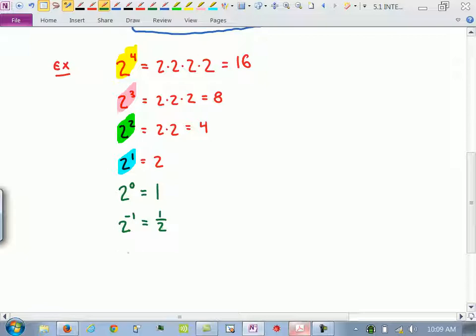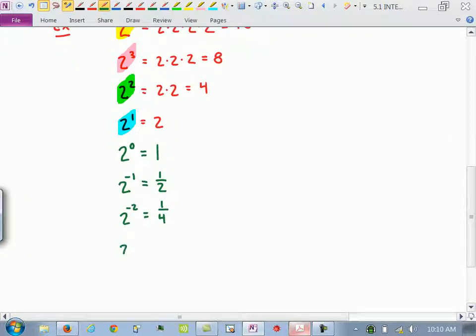What do you think 2 to the negative 2 would be then? You take half of a half, right? Half of a half is a fourth. What do you think 2 to the negative 3 would be? 1/8. We'll do one more. What's 2 to the negative 4? 1/16.